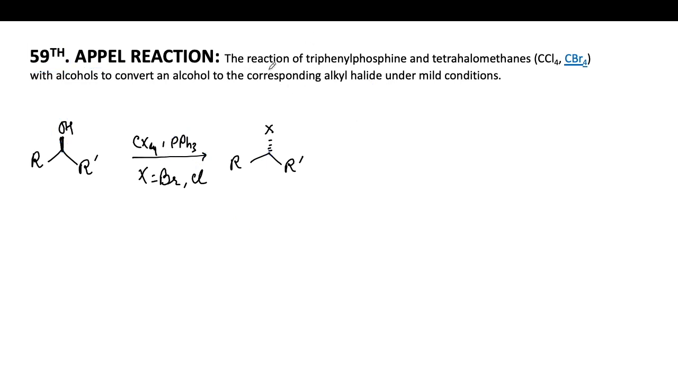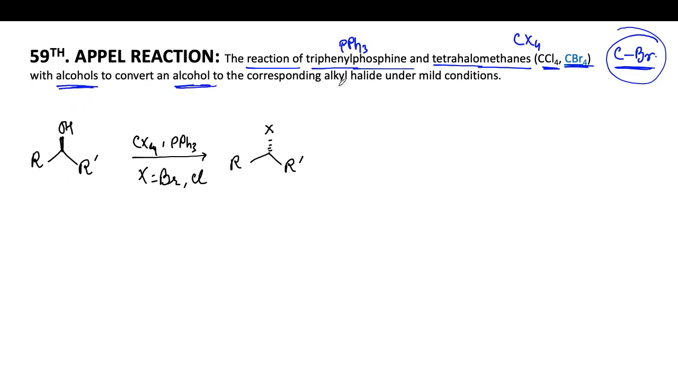Yes, so the Appel reaction is the reaction of triphenylphosphine and tetrahalomethanes. Triphenylphosphine PPh3, or trialkylphosphine, any other alkyl group can also be taken. Tetrahalomethanes CX4, all the halogens, though usually CCl4 and CBr4 are used because of their bond polarity. We need the bond polarity. Why do we need that? You will see that in the mechanism. This is taken with alcohols to convert an alcohol to the corresponding alkyl halide under mild conditions, so that other sensitive groups are not destroyed.